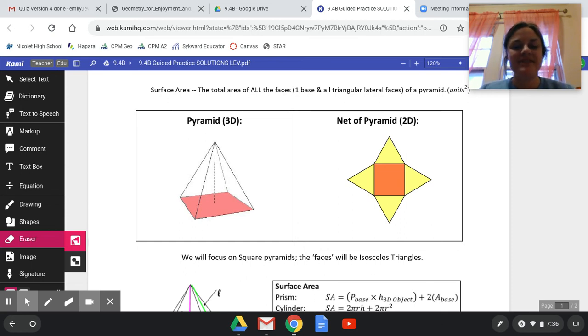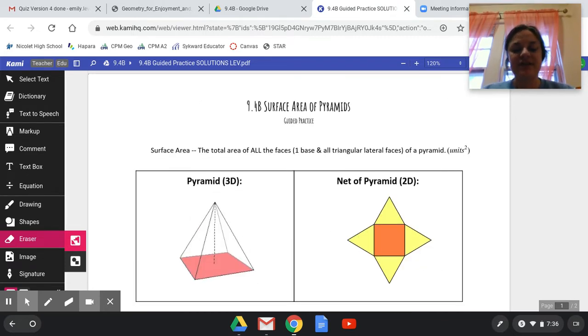Welcome back. Today we are going to continue talking about pyramids, which we started in your last class. We talked about their volume. Today we are talking about surface area of pyramids. So if you recall, a pyramid is a three-dimensional object that comes together.